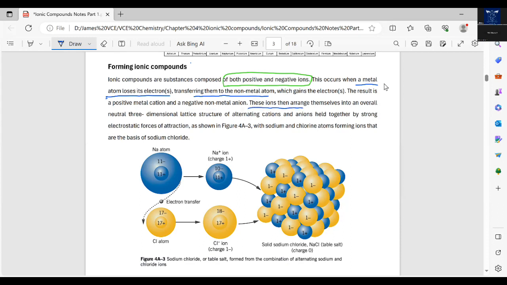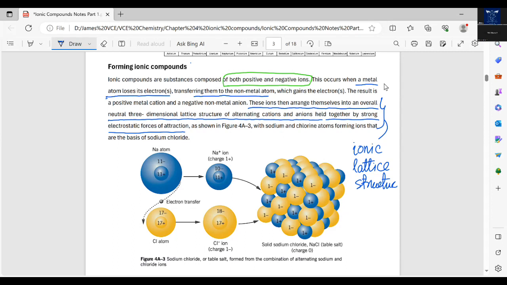These ions arrange themselves into an overall neutral three-dimensional lattice structure of alternate cation and anion held together by strong electrostatic force of attraction. This is a description for the ionic lattice. If they ask you to describe the ionic lattice structure, then you have to use this sentence. Overall neutral must be included, because overall neutral means the total number of positive ions and negative ions are the same. You need to be able to use this sentence to explain or describe your ionic lattice structure. Is that okay? Question so far?